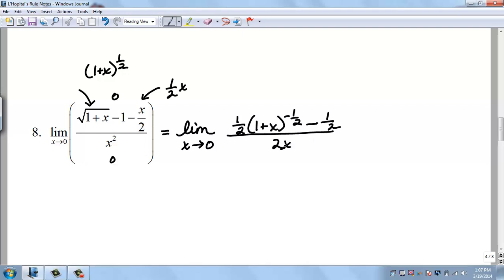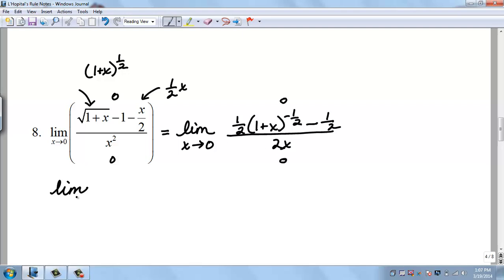All right. So I'm going to plug in the 0. So I have a half times 1 plus 0, so that comes out to be 1. 1 times a half is a half. Half minus a half is a 0. Oh, I still get 0 over 0. So I'm going to keep going.